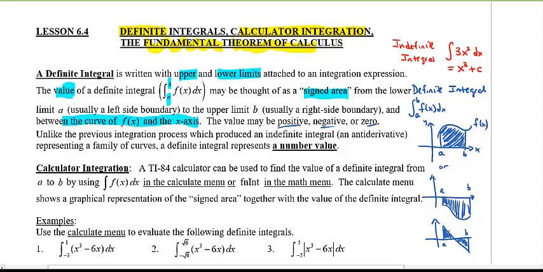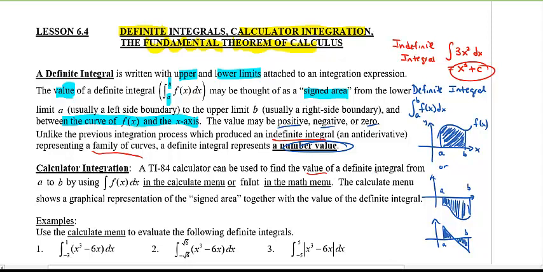Okay? And the key thing I want you to understand is that when you do a definite integral, you get a number value. When you do an indefinite integral, you get an expression or a family of curves. Okay, so an indefinite integral, family of curves, that's why it's the plus c. Definite integral, an actual number. So when you're looking for an actual number, then the calculator can actually do it for you. So a TI-84 or 83 calculator can be used to find the value of a definite integral.